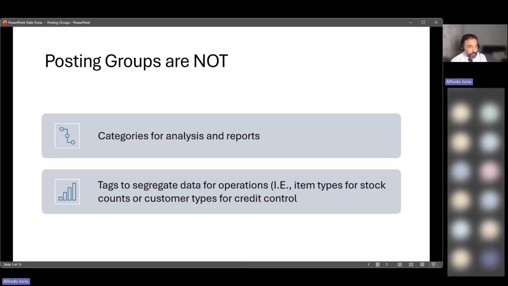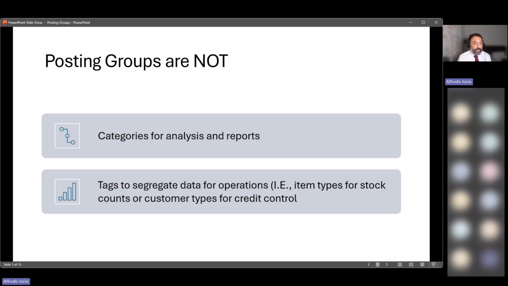But enough about me. Let's get started with posting groups. Before we can learn posting groups, how to use them, how to configure them, we need to learn what posting groups are not, because there is a bit of misunderstanding here, which I noticed when I work on projects. So let's start with what posting groups are not.